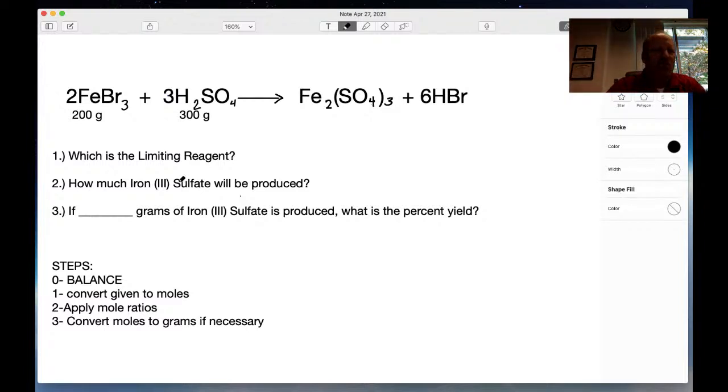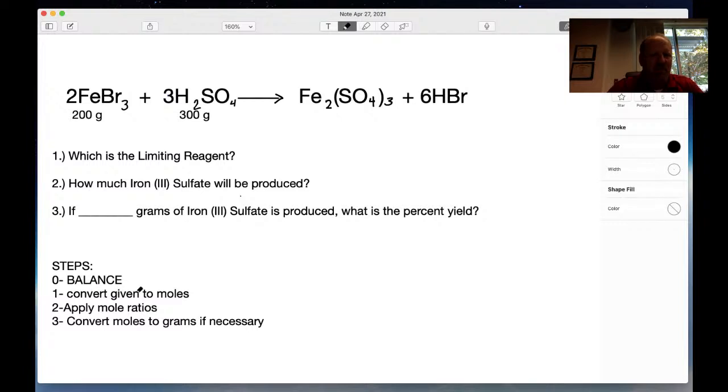All right, so which is the limiting reactant? So the question, you have 200 grams of iron 3 bromide, 300 of sulfuric acid, which is the limiter. The steps for that are, first of all, before you start, that's why it's labeled step 0, you have to balance the equation. Well, this is already pretty balanced. We already put the coefficients in. We have a 2, 3, 1, 6, so we're in good shape.